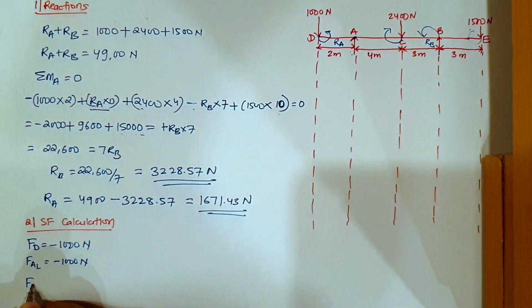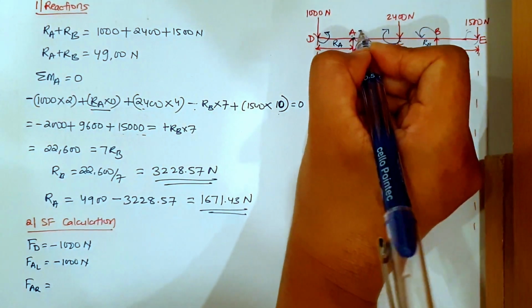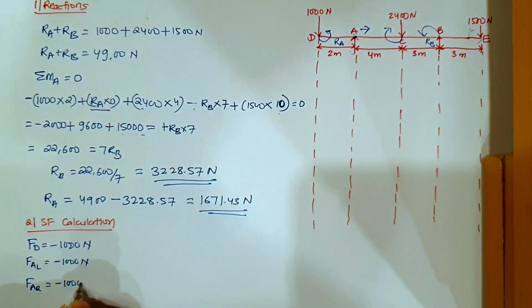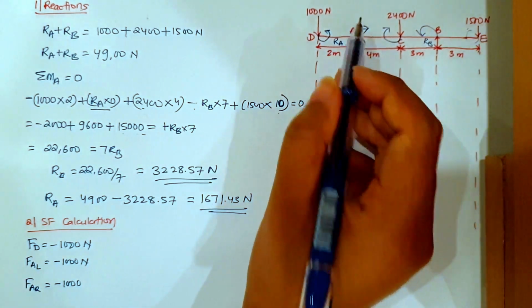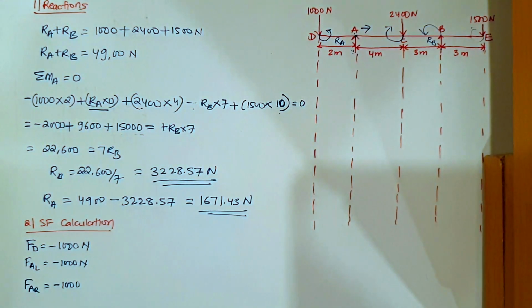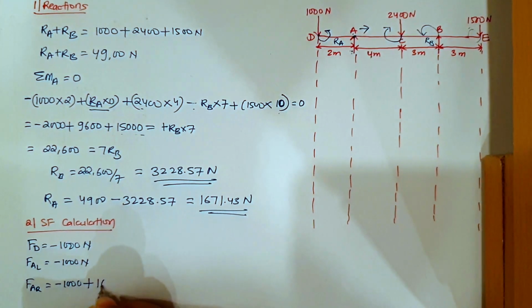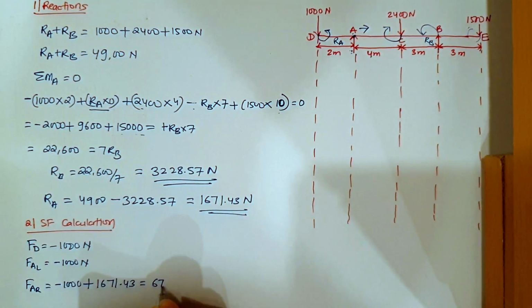Now force at A, right hand side of A. Okay, at A and right hand side of A. So the last force that we got is minus 1000. Now at A I have reaction RA coming from bottom to top. So if it is coming from bottom to top, it is plus RA. And how much is RA? 1671.43. This will give 671.43 Newton.